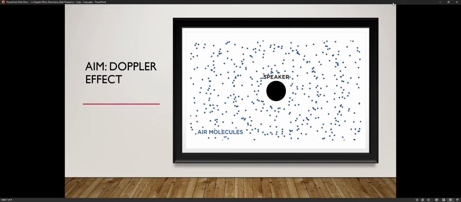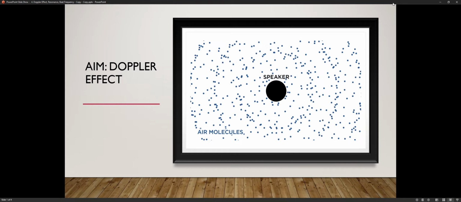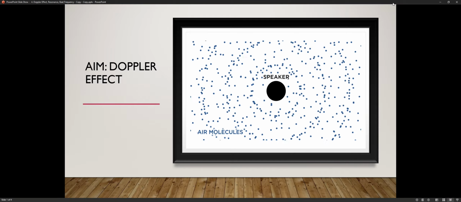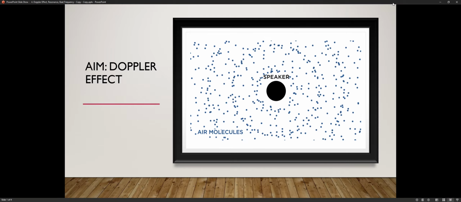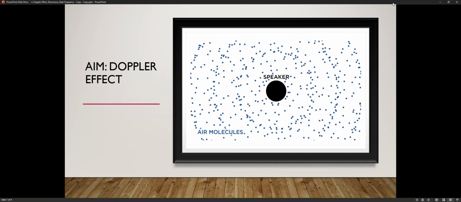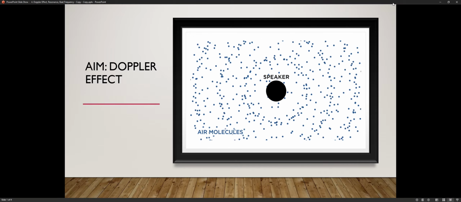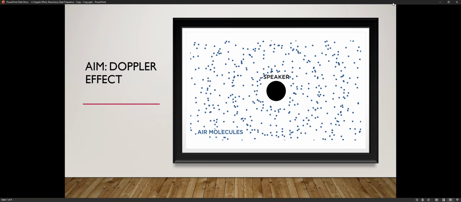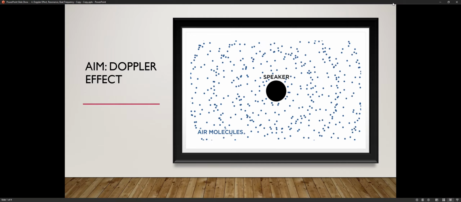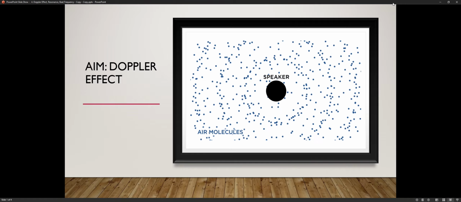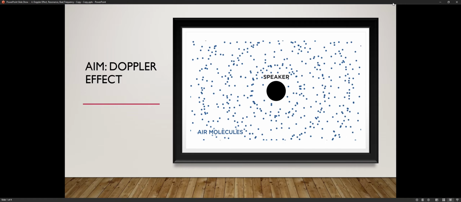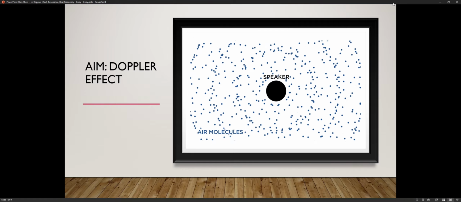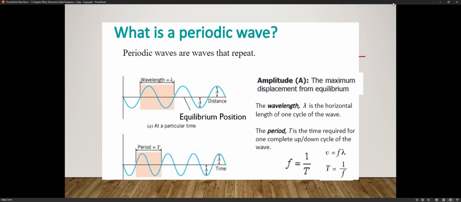What you're seeing right here are sound waves, right? So the speaker is stationary, it's not moving anywhere, and it's producing sound waves. And the sound waves go away from the center. And as you notice, the particles themselves don't move away. The air molecules don't actually move anywhere. Rather, they just move back and forth, but they don't travel outwards. And so the energy of the wave travels outwards.